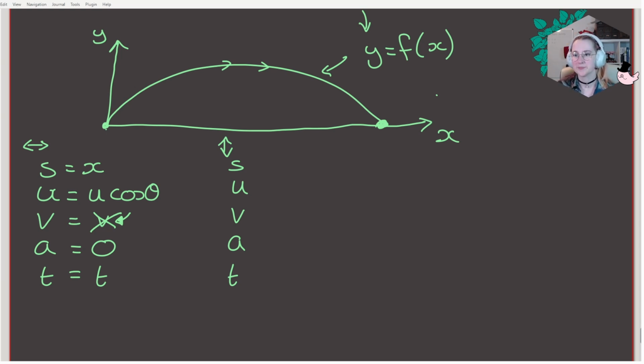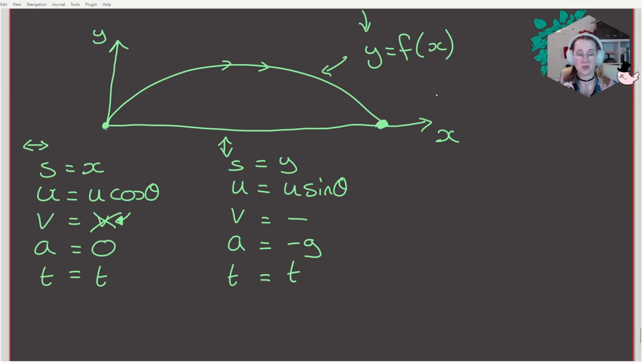Okay, vertical. Vertical is Y. Our distance is Y, so this is what we're looking for, right? We're looking for Y in terms of X, displacement in terms of displacement. U then is U sine theta. I'm going to disregard V again. Now our acceleration is minus gravity, minus G, and again our T is time.